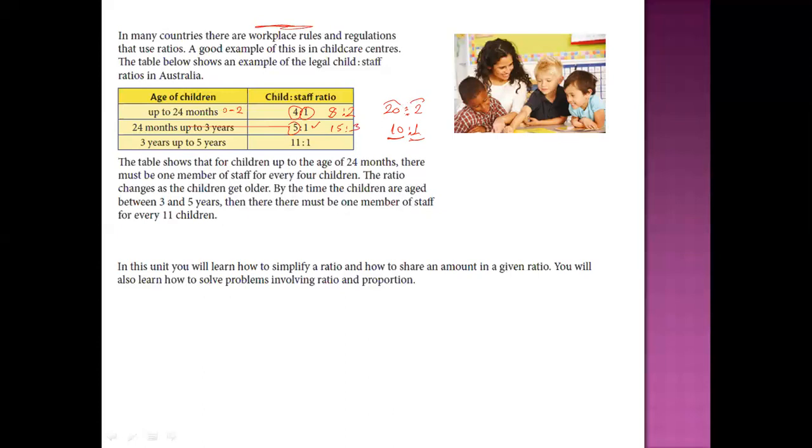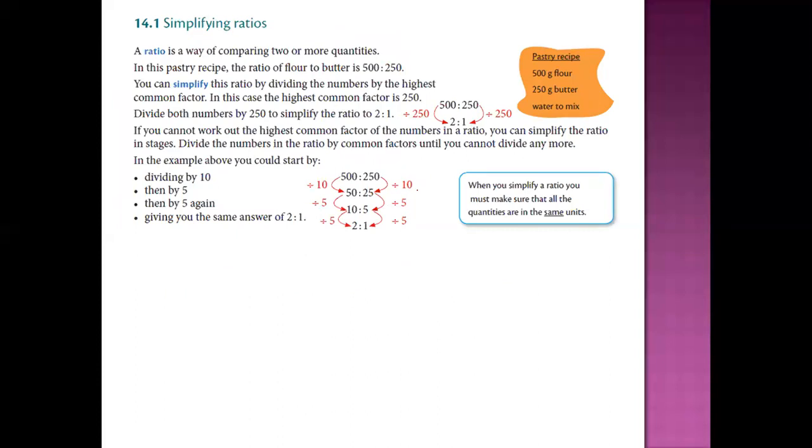Okay. So by the time the children are aged between 3 and 5 years, then there must be one staff for every 11 children. So shortly in this unit, you will learn how to simplify the ratio and how to share an amount in a given ratio. You will also learn how to solve problems involving ratio and proportion. In this unit, we'll also use the simplifying of fractional numbers. There we have some examples.